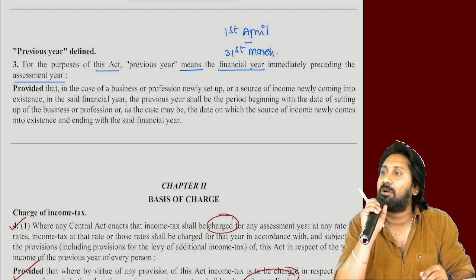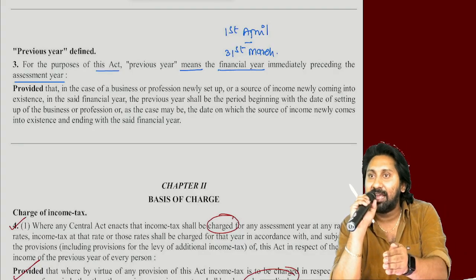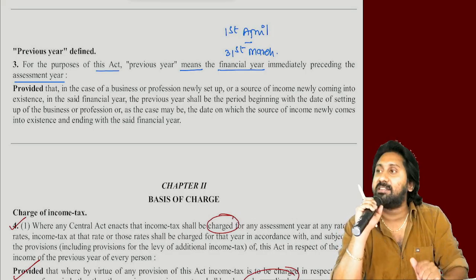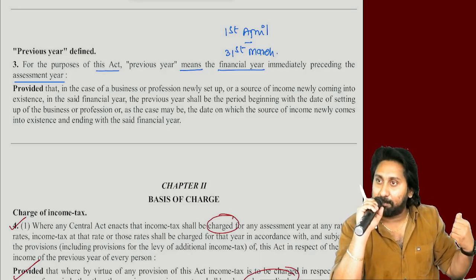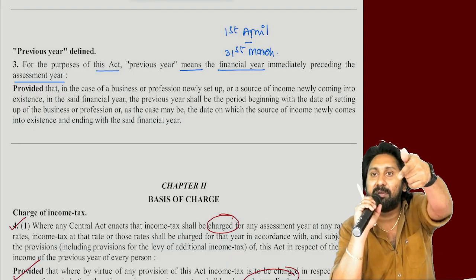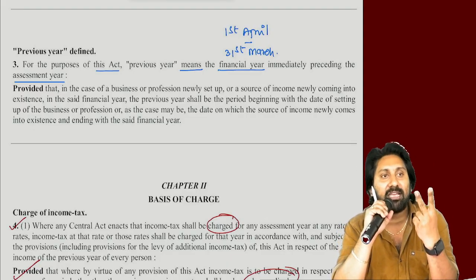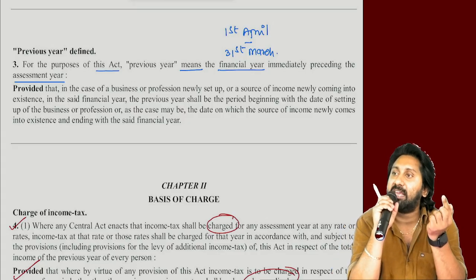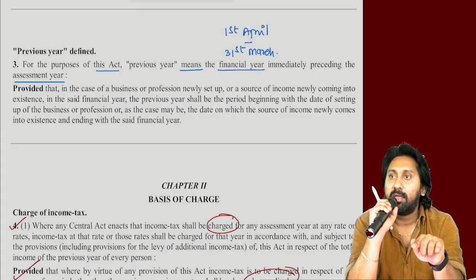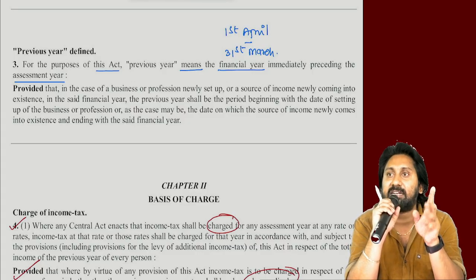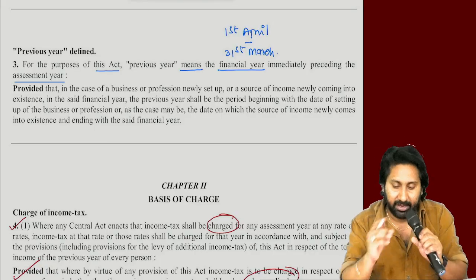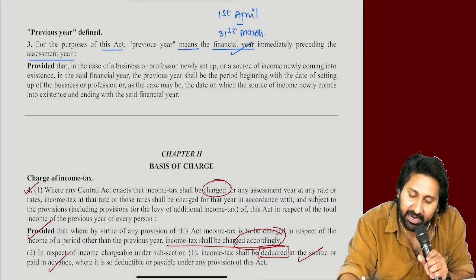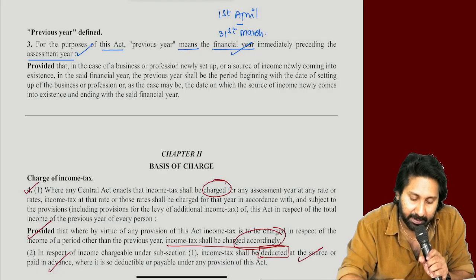Why is the assessment year called the assessment year? Because income is assessed to tax in that year. Why is the previous year called the previous year? Because for that previous year only, the calculations are made in the assessment year. So two years are there. Number one, the previous year, the year in which the income is earned or accrued, and number two, the assessment year, the year in which the tax is paid or charged. So for the purposes of this Act, previous year means the financial year immediately preceding the assessment year.